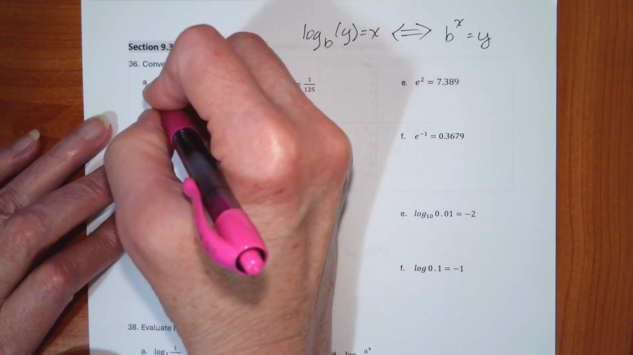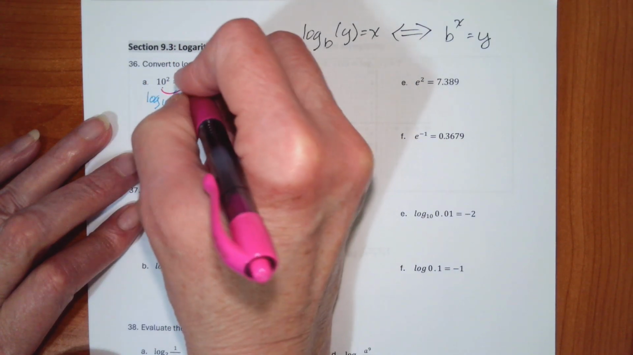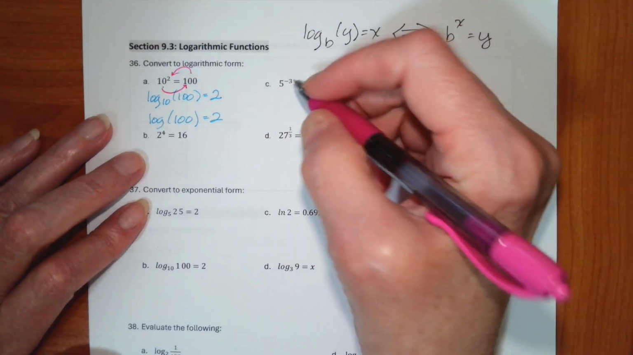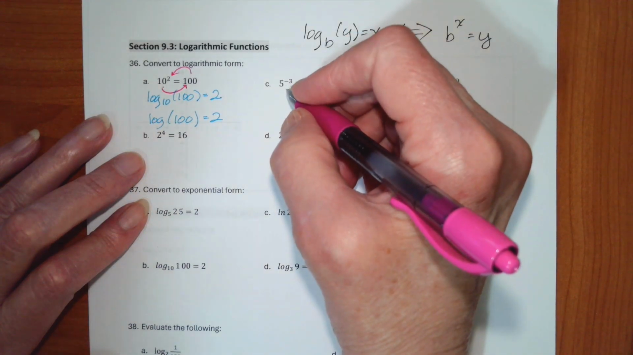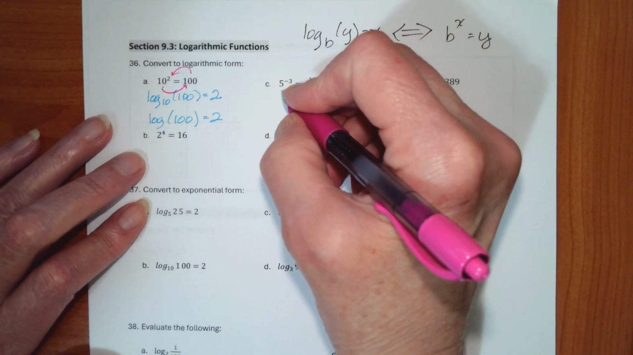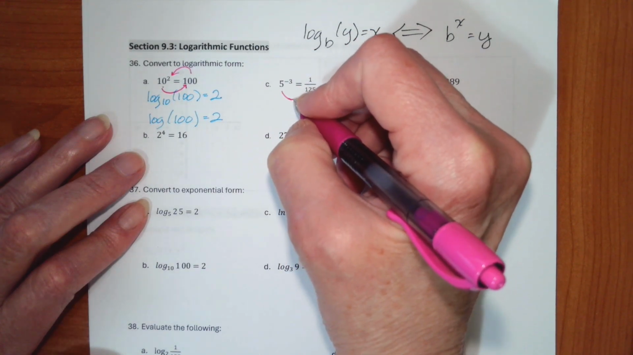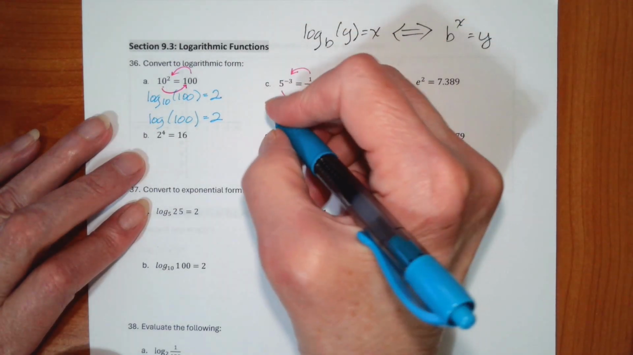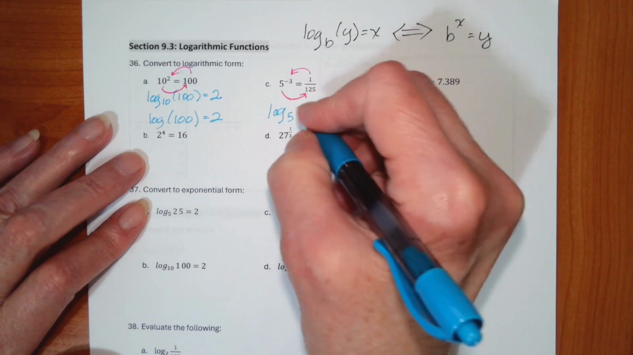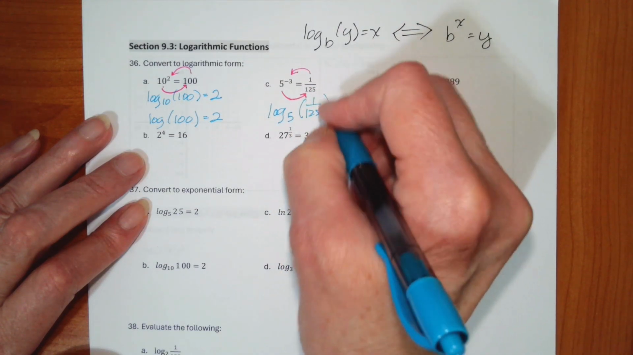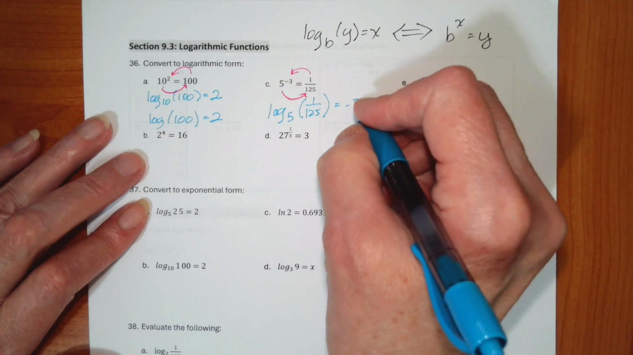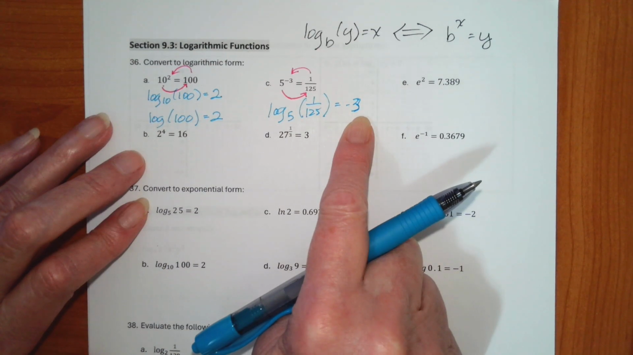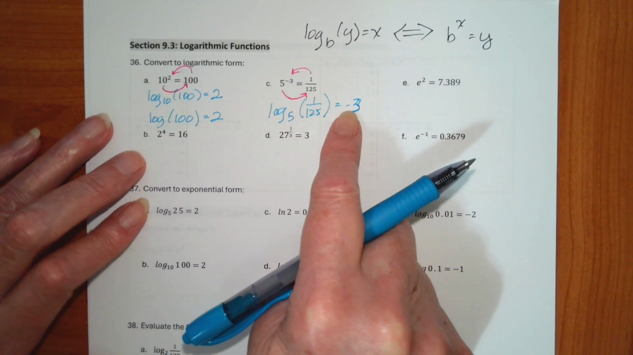This is my base, argument, exponent. So my base to my argument to my exponent, this tells me that log base 5 of 1 over 125 is equal to negative 3. Your logarithm is an exponent. So the exponent is what it should equal.